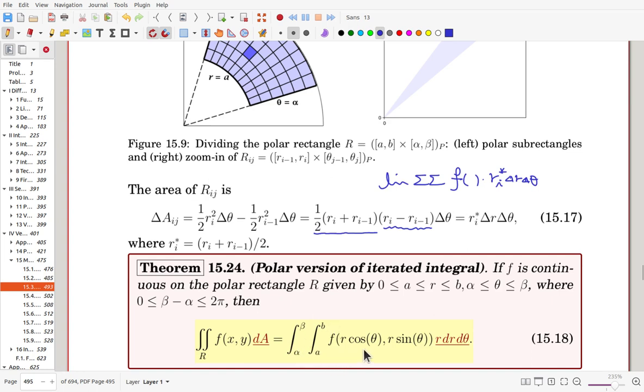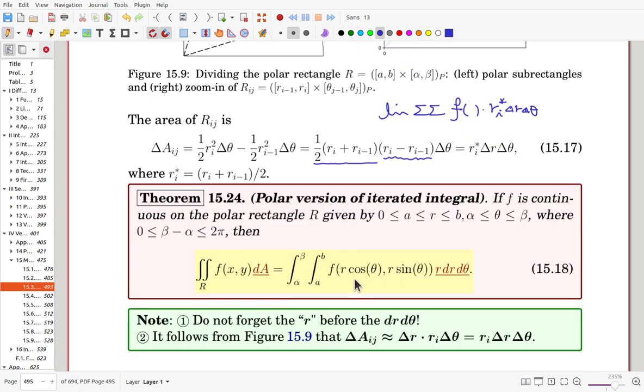Okay, the function f in terms of r and theta rather than x and y, and that will become r, that will become dr, that will become d theta. So we have this theorem. If f is continuous on a polar rectangle R given in this way, so it is a polar rectangle, then the double integral over R, the polar rectangle, can be found by using this iterated integral.